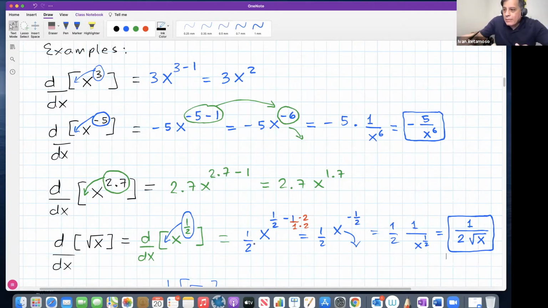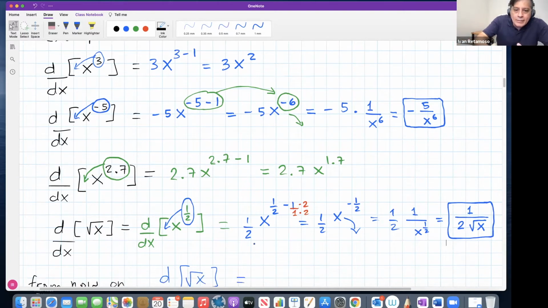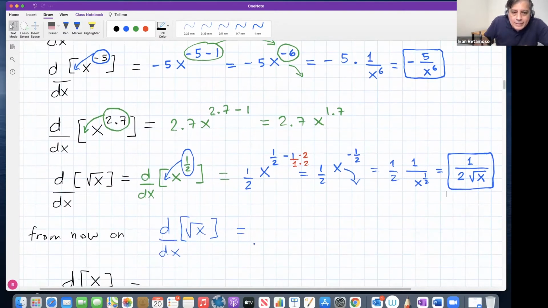And I want you to remember that because it will facilitate our computations later. So I'm writing here, from now on, the derivative of the square root of x will be equal to 1 over 2 times the square root of x. All simplified, all worked out. So we don't have to go through this anymore. Very good. Try to keep this in mind.